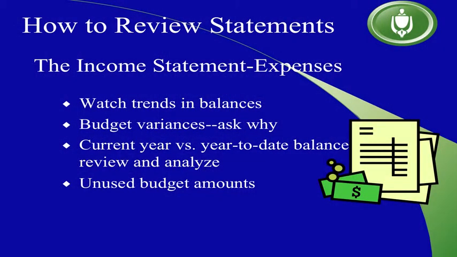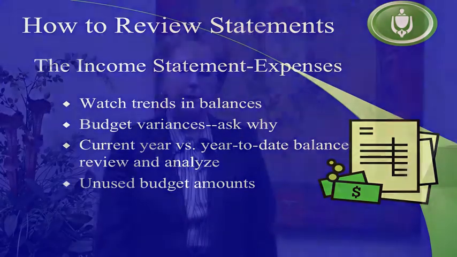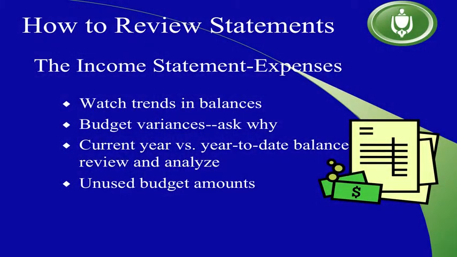Finally, you want to look at unused budget amounts and understand why they are unused. If your dues revenue is significantly under budget, it could be that a new phase that had been anticipated hasn't actually happened yet. If a landscape line item is under budget, it could be that that particular landscape project got deferred until a future month.